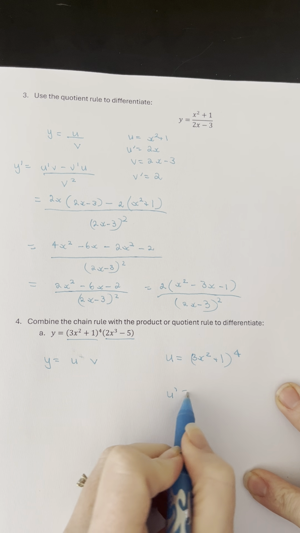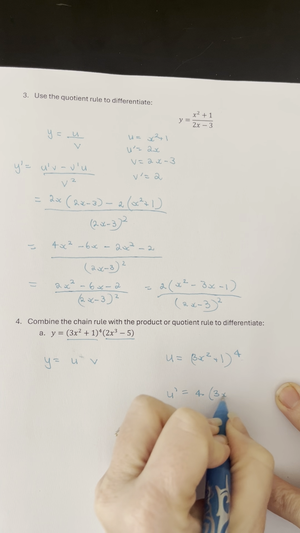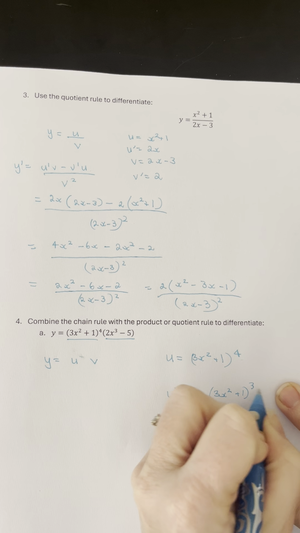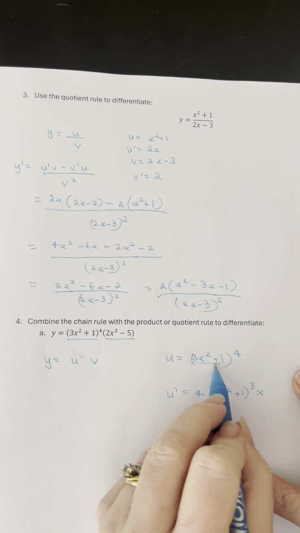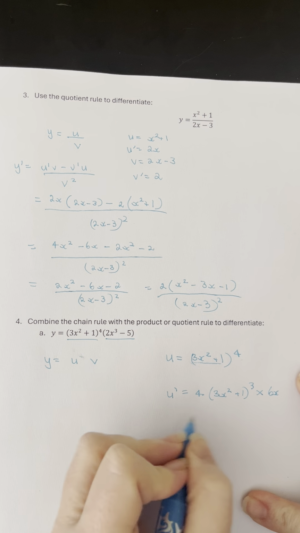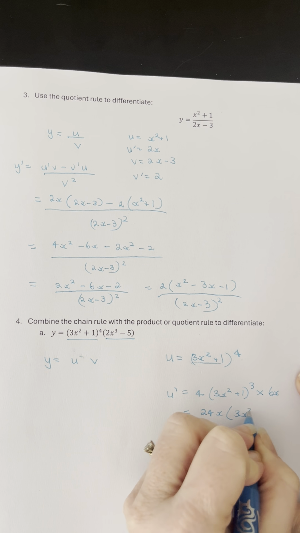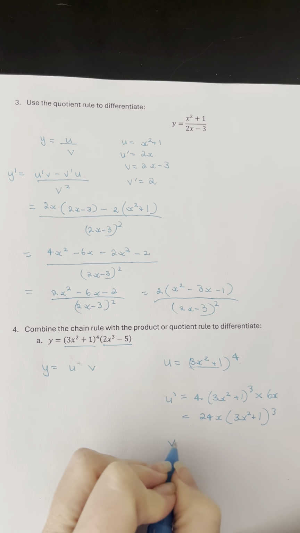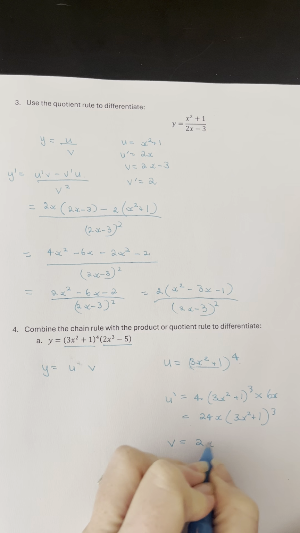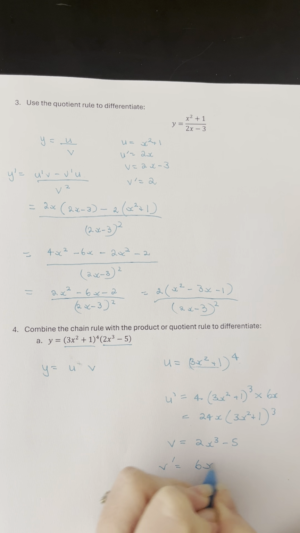So I know with my chain rule, if I'm doing it the quick way, I'm bringing that 4 down, I'm dropping 1 from the power, and I'm multiplying by the derivative of what's inside. And the derivative of this is 6x. So I can write that as 24x outside of 3x squared plus 1 cubed. Then my v is equal to 2x cubed minus 5. So my v dash is going to be 6x squared. And then I can put that together.